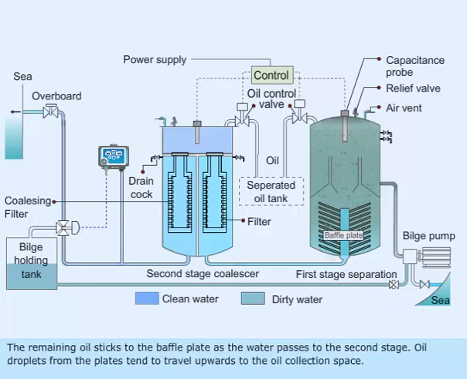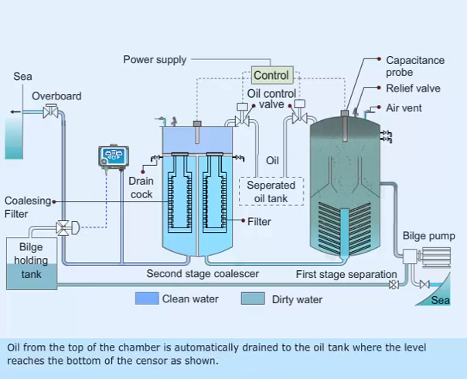The remaining oil sticks to the baffle plates as the water passes to the second stage. Oil droplets from the plates tend to travel upwards to the oil collection space. Oil from the top of the chamber is automatically drained to the oil tank when the level reaches the bottom of the sensor, as shown.